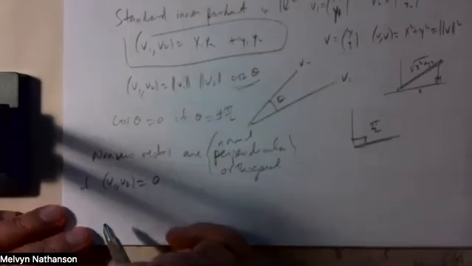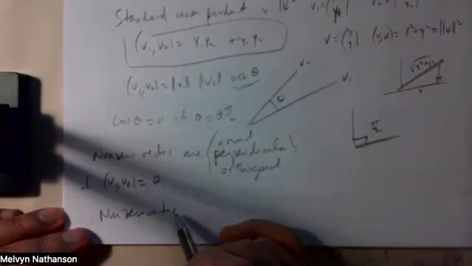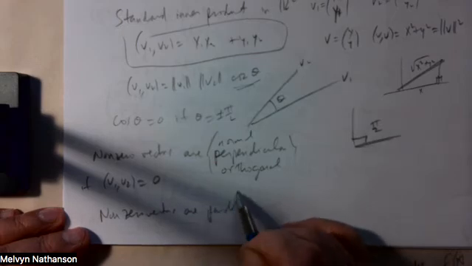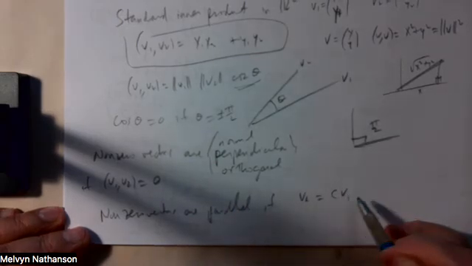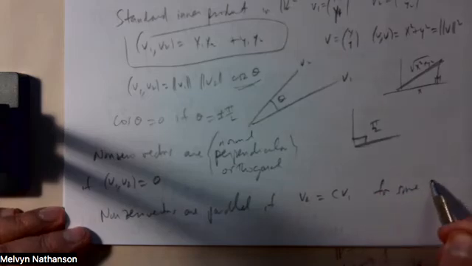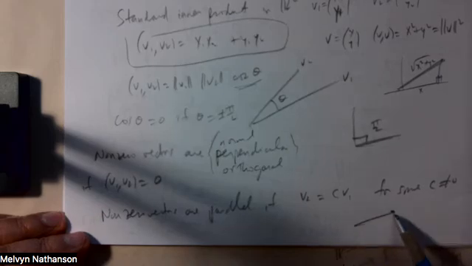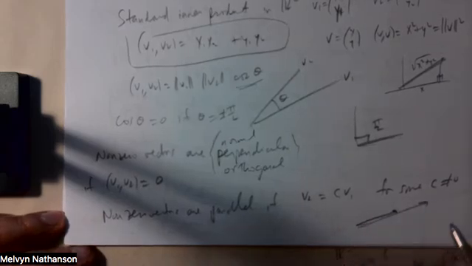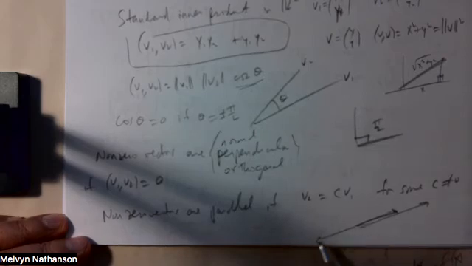We also say that non-zero vectors are parallel if one is a scalar multiple of the other. It can be positive or negative. So you have this vector and this vector, they're parallel. And this vector and the same vector going off like this, these are parallel. Here this might be plus c, here this might be minus c. But these vectors are parallel.